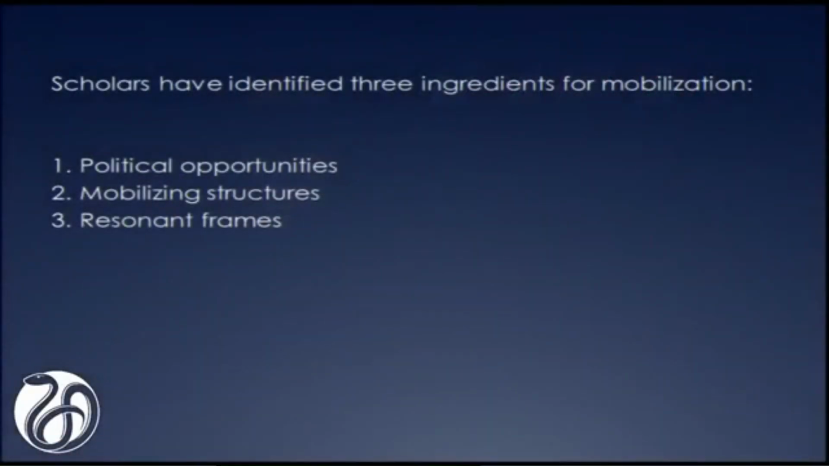So the question that social movement scholars have posed themselves is not when do movements emerge out of the blue, but when do these stalwarts, these people who have been quietly under the radar fighting for the cause for years, gain the leverage to actually mobilize something larger? And to answer that question, scholars have typically focused on 3 ingredients for mobilization. I'm going to talk about these very briefly. Political opportunities, mobilizing structures, and resonant frames, kind of jargony terms, but I hope I'll be able to make clear what they mean.